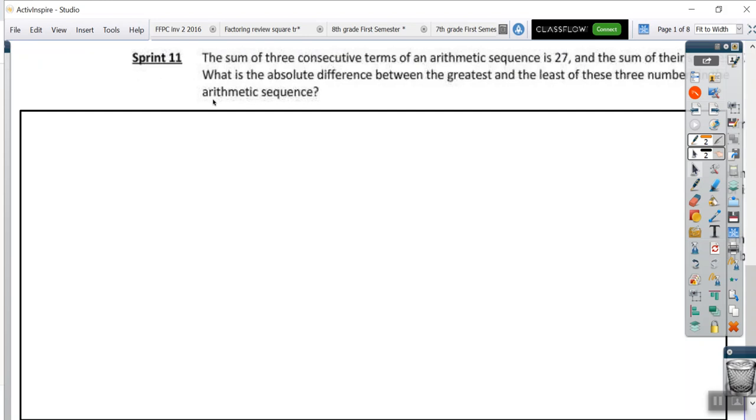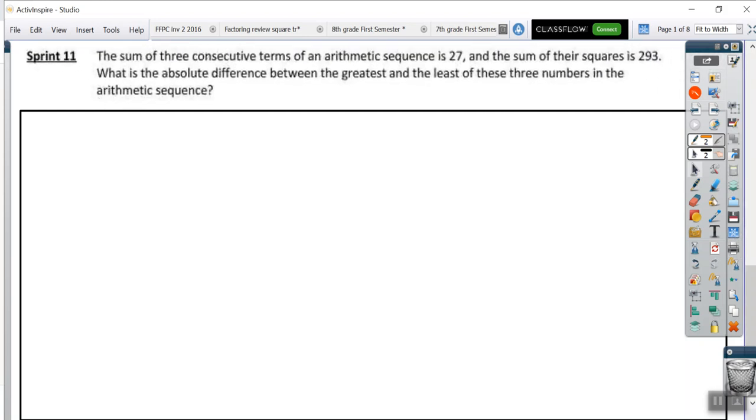An arithmetic sequence is linear. When you see arithmetic, you should think linear. So that means it's really easy for us to find a middle term. So if we have 3 numbers and their sum is 27, what's the middle term? It's the average of the 3, which is 9.